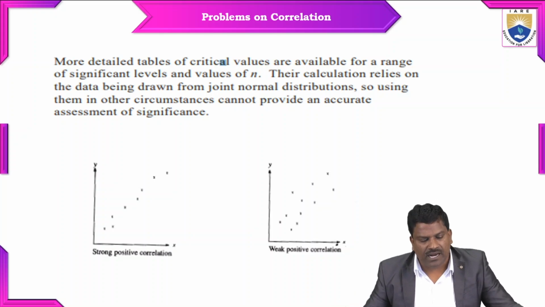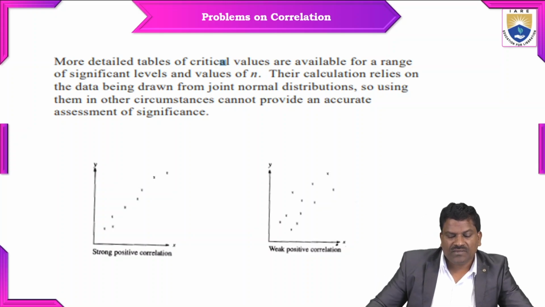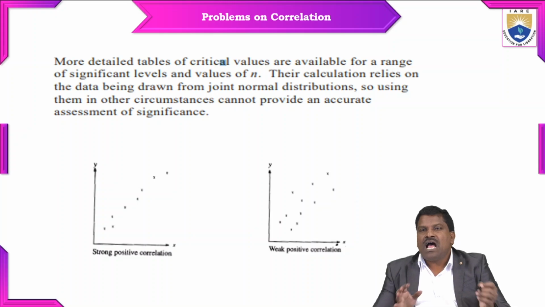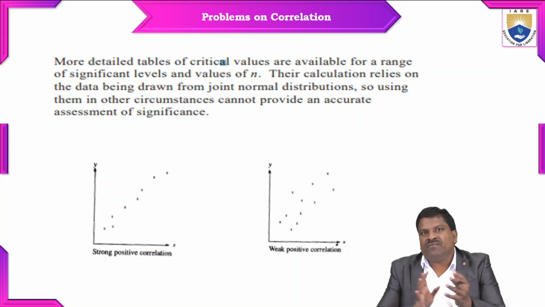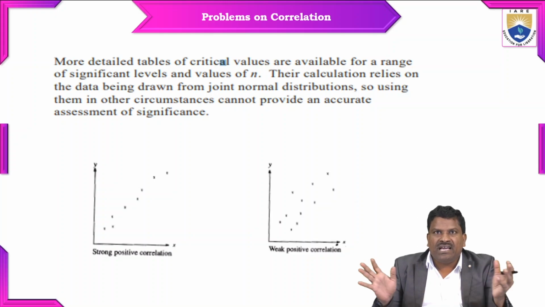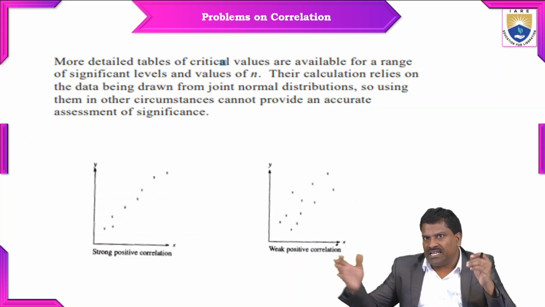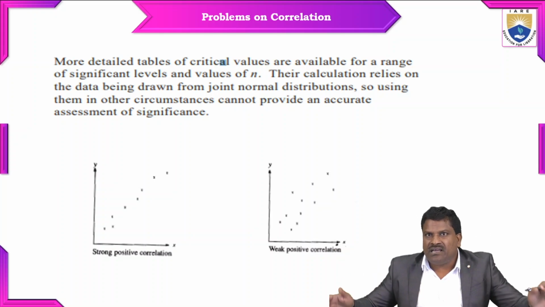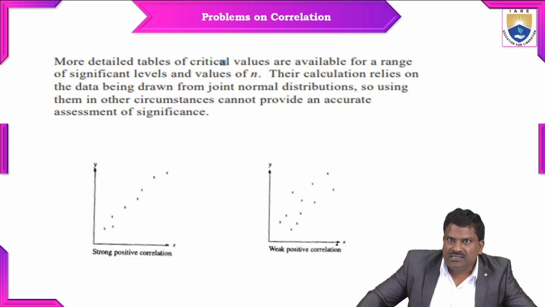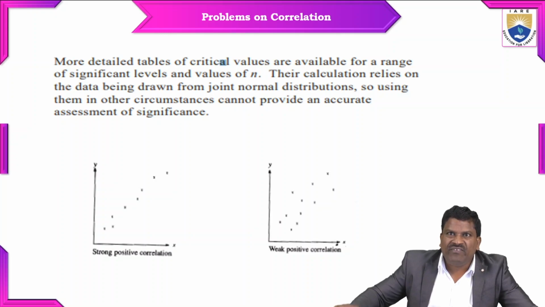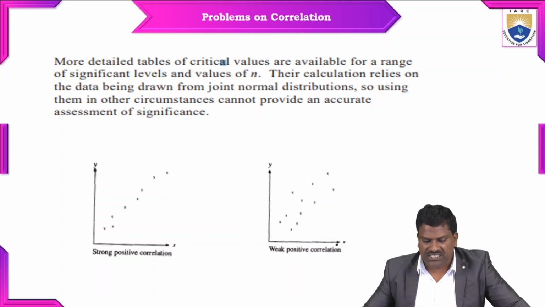Now, let us see the first graph. Here, this correlation shows strong positive correlation because all those values are very close to each other. They are very, very near to each other. Whereas in the second one, the points are scattered here and there, far away from one another. It depicts weak positive correlation.